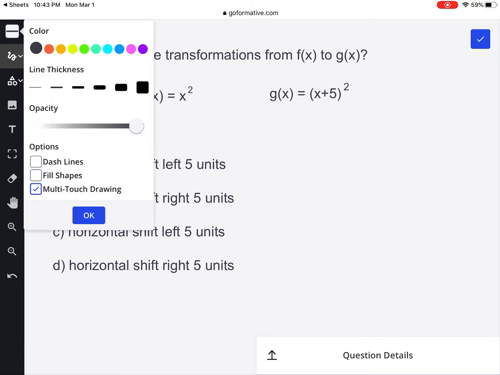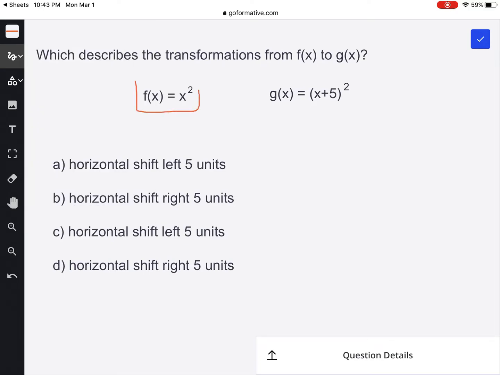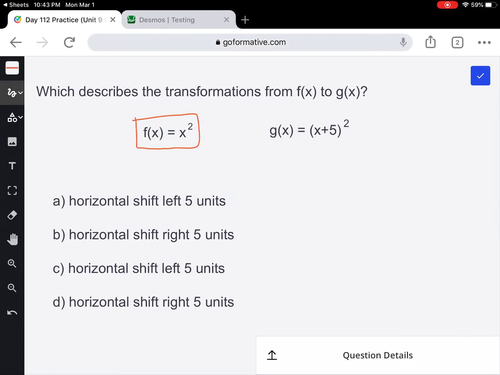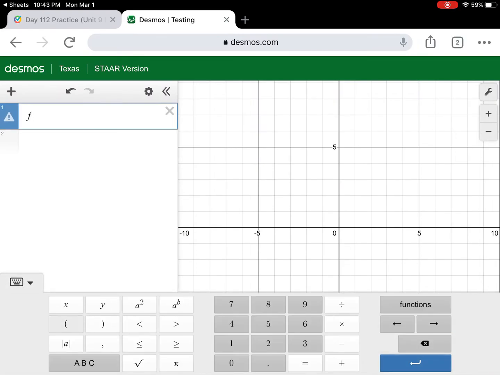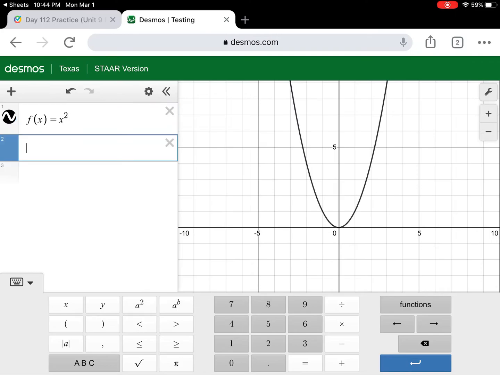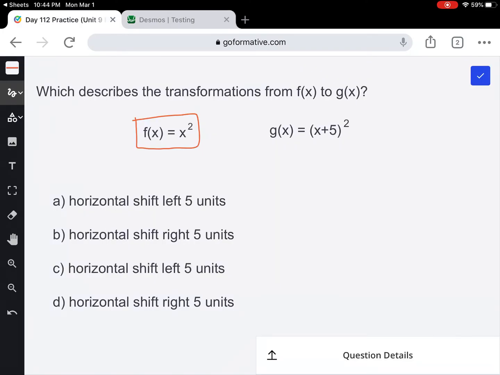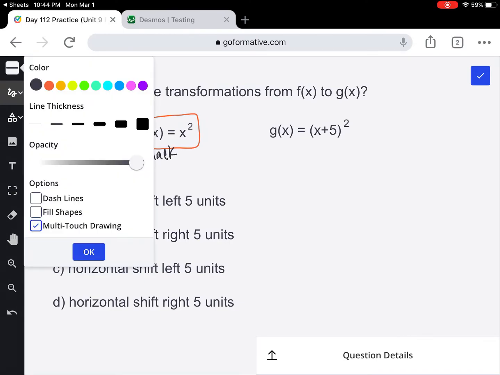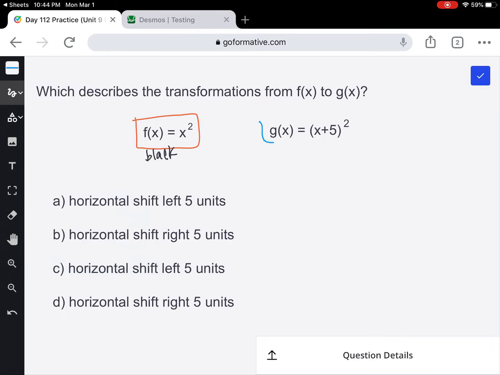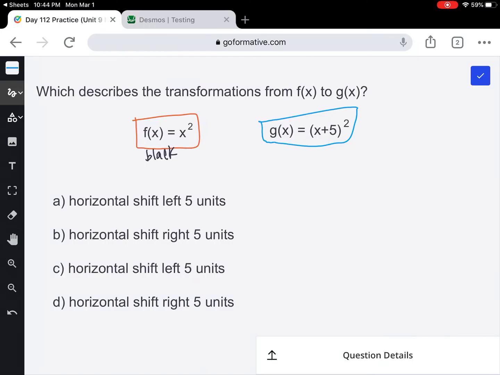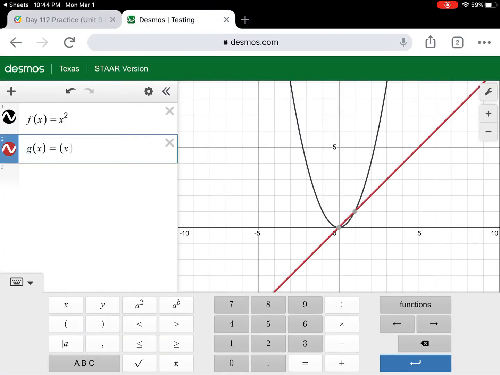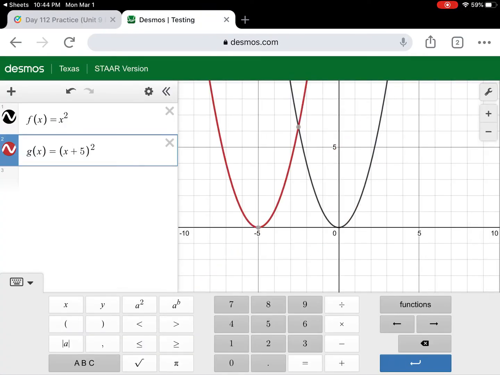Okay, next one. Also easy. What we're going to do, type the original parent function into Desmos. We did this for a while. F of x equals x squared. Okay, what's the parent function? This one is black. Then we have a new function. I'm going to type it in exactly as I see it. G parentheses x equals parentheses x plus 5 squared. There it is.